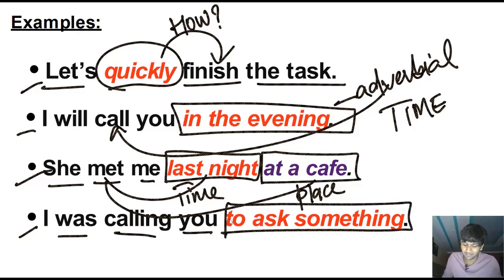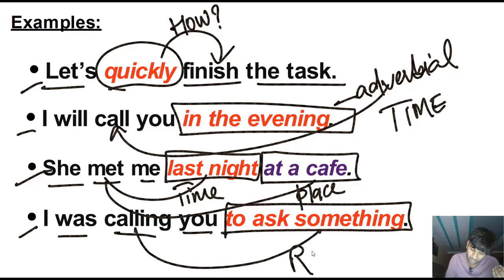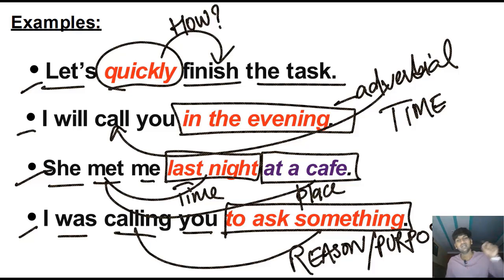So to ask something, or to ask you something, is a phrase that is giving information about the verb calling, right? Talking about the reason or the purpose of the action. Why did I call you, or why was I calling you? To ask something. There was something that I wanted to ask, and that is why I was calling you, right? So this is also giving information about the verb calling and working as an adverb.